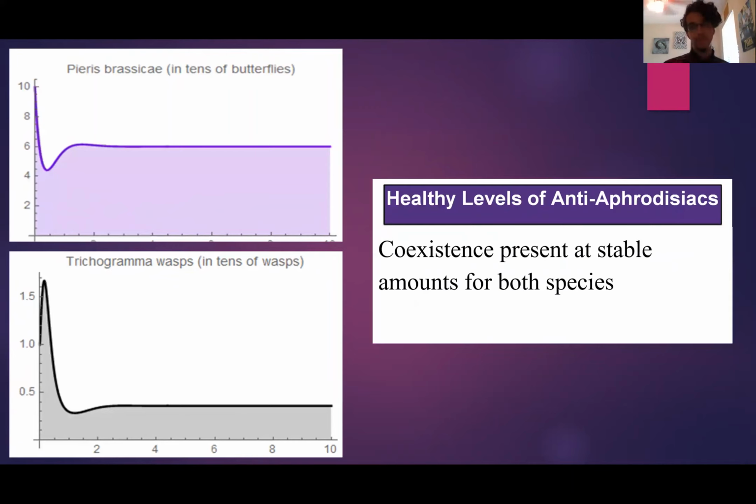Lastly, you have the healthy level of anti-aphrodisiac. Coexistence is present, but you see that little dip and then a flat line, which is where that coexistence is.